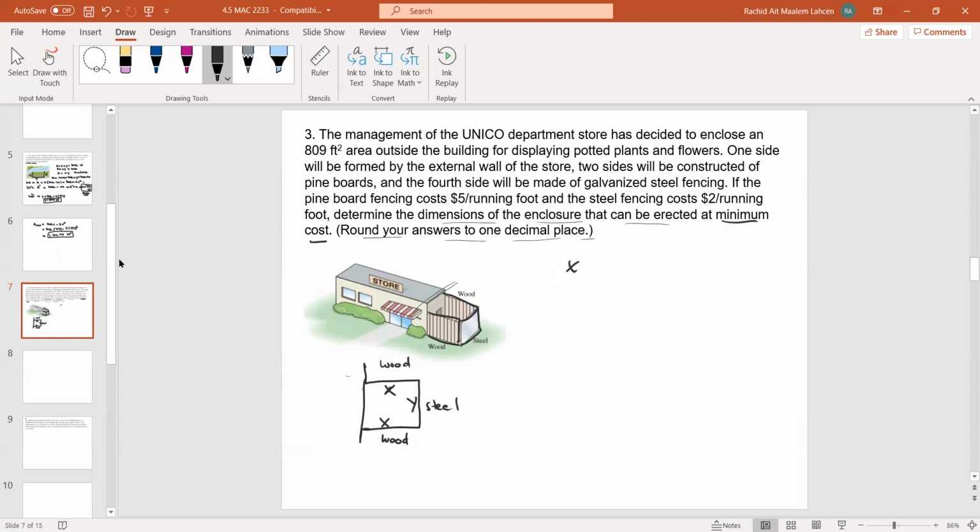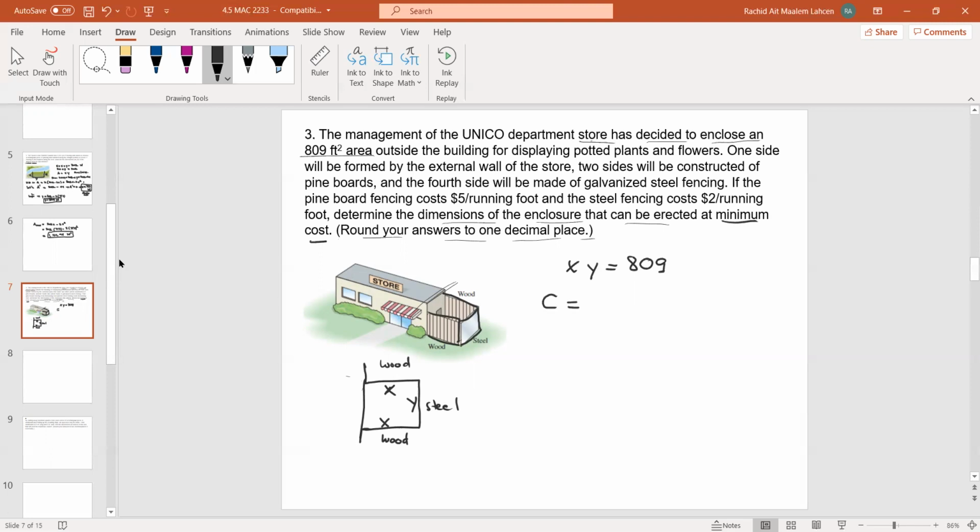So the area here is, you see, the store decided to enclose an area of 809. So that's what's given. The X times Y, in this form of shape, let's say rectangle, square, but this shape, the area, you find it by doing X times Y, you get 809. So what is available here?